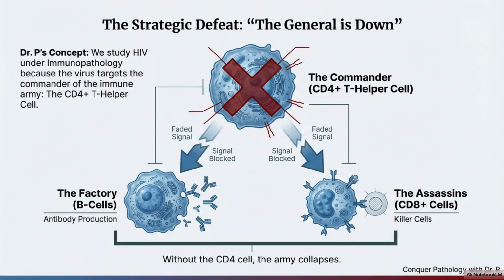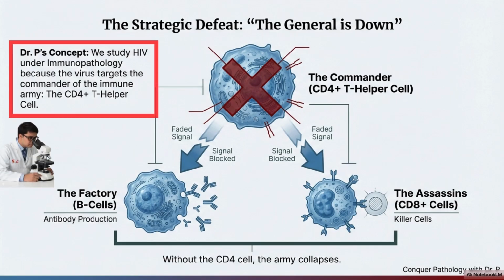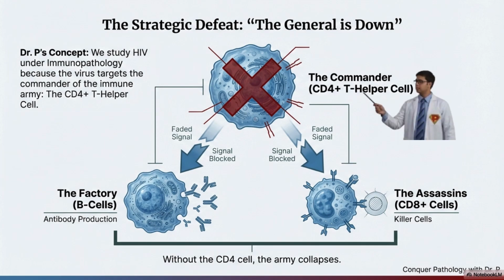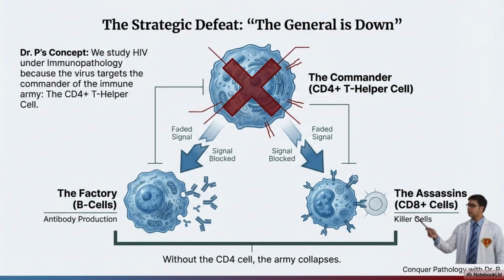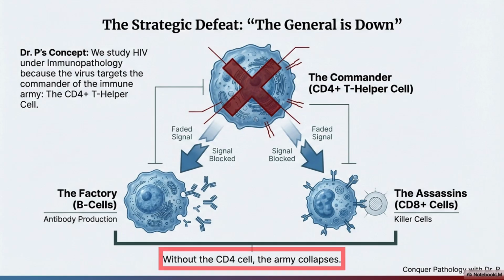Why do we call it a strategic defeat? We study HIV under immunopathology because the virus targets the specific commander of the immune army, the CD4 plus T helper cells. Look at the diagram. The commander CD4 issues the orders. The factory B cells, they need the order to make antibodies. And the assassins CD8 cells, they need the order to kill. Without the CD4 cell or the commander, the signal is blocked, the army collapses.